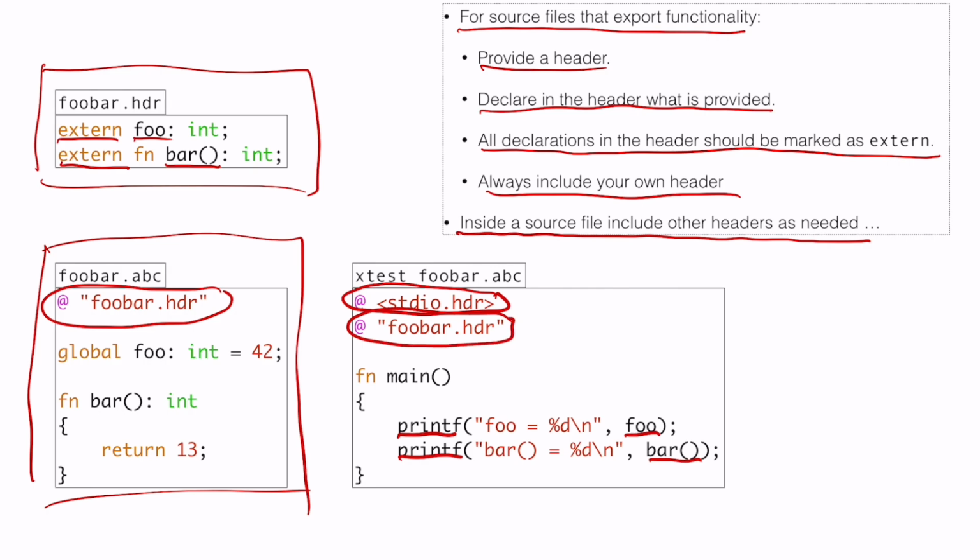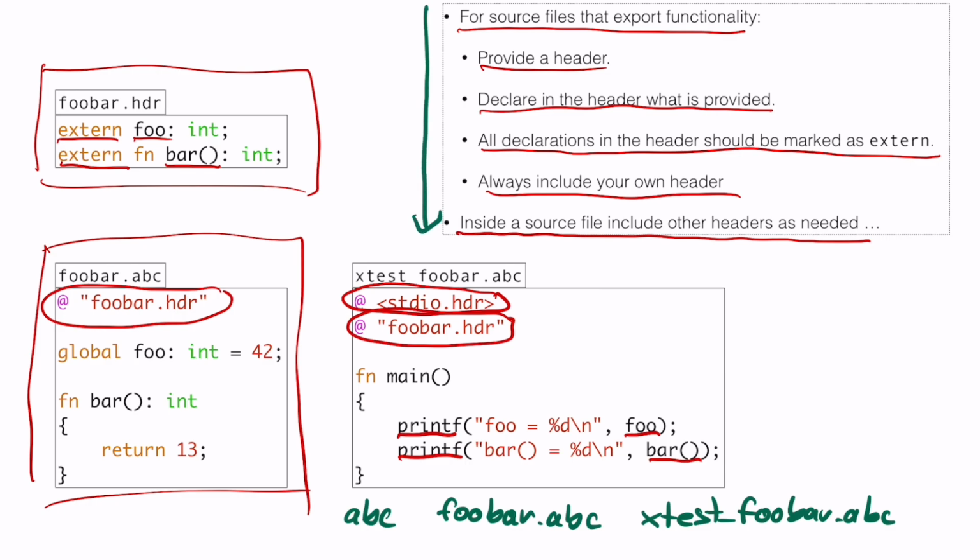And because we followed all these rules, we now can compile the source files with ABC, followed by the source files. So in this case, foobar.abc, followed by xtest underscore foobar.abc. And this will work. The compiler will generate an executable called a.out, and you then can run this executable. So if you are good in memorizing things, and if you don't have a problem with blindly following orders, then actually you can now stop the video.